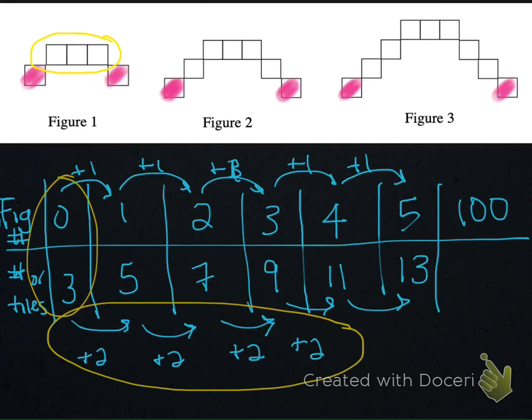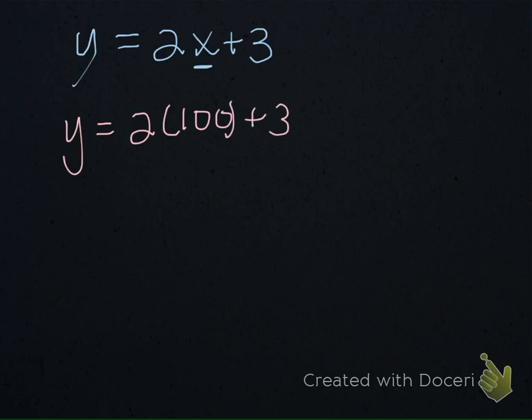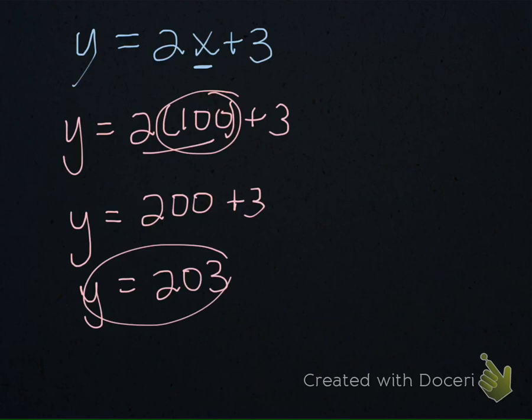So if we go back to that question we had, how many tiles are going to be in figure 100, we can now use our rule to help us figure that out. So we can substitute 100 in for x because 100 is the figure number we're trying to figure out. And so this becomes y equals 2 times 100 plus 3. If I look at my order of operations, I'm going to do multiplication before addition. So y equals 200 plus 3, or y equals 203. And what that tells me is that figure 100 is going to have 203 tiles. And instead of having to continue a data table out, I can just use a rule to make this process easier.